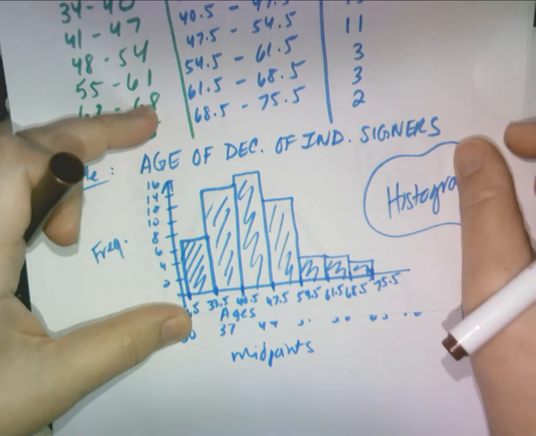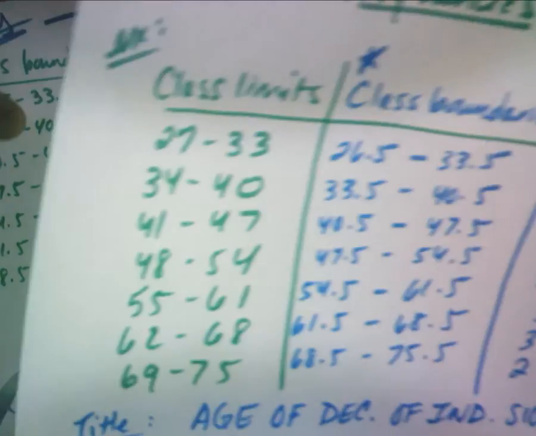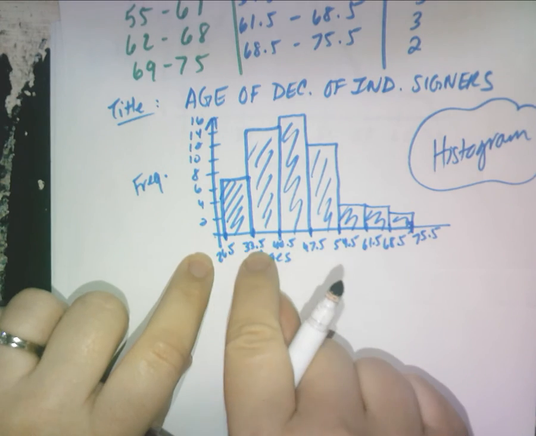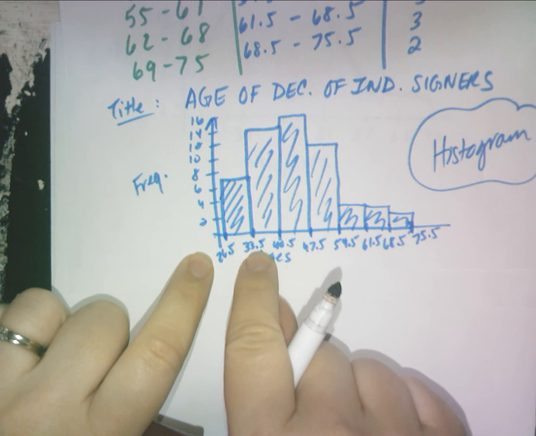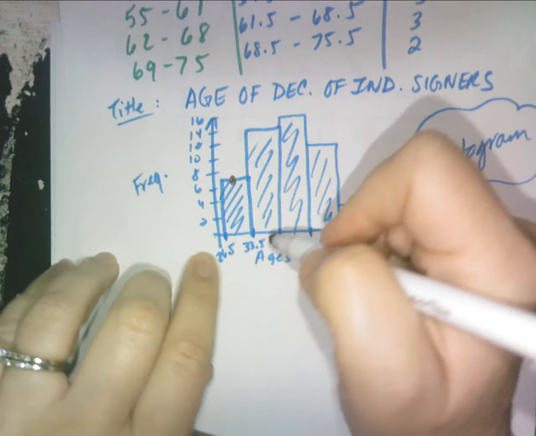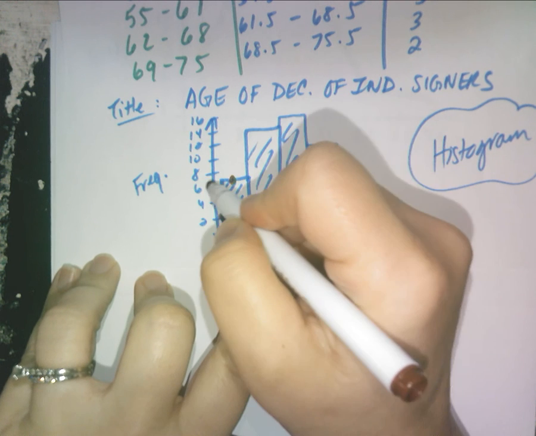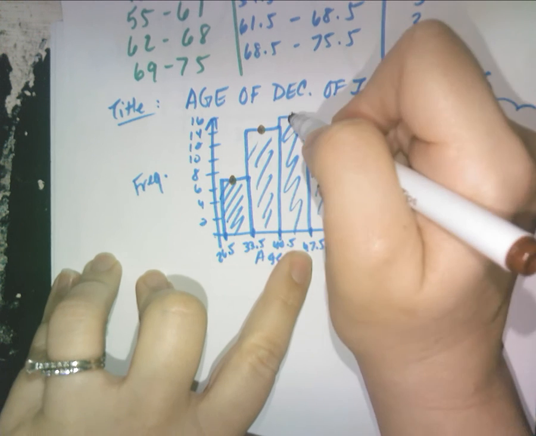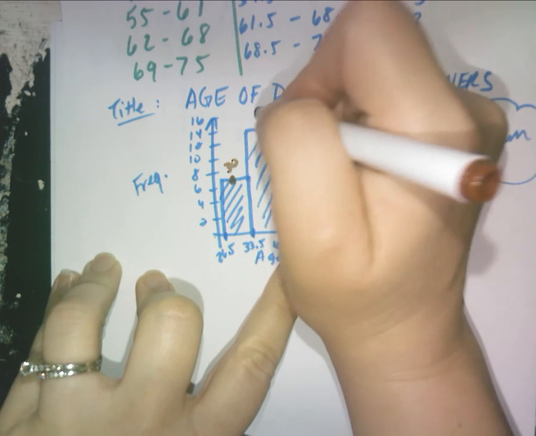Can you see it through? No? Bummer. What if I did this? Guess what's in the middle of 26 and 33.5? I think we just established it. What was it? 30. What's in the middle here? And look where that lands at, 7. What's in the middle here? What's in the middle here?